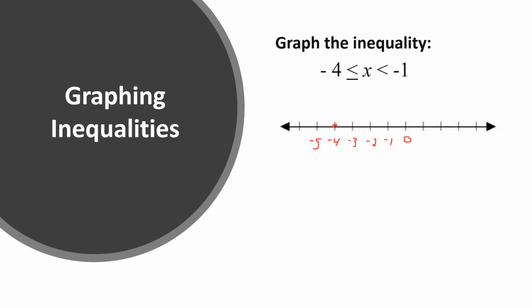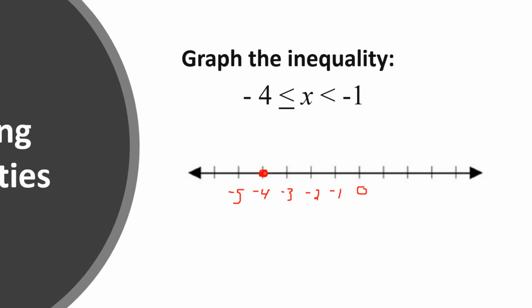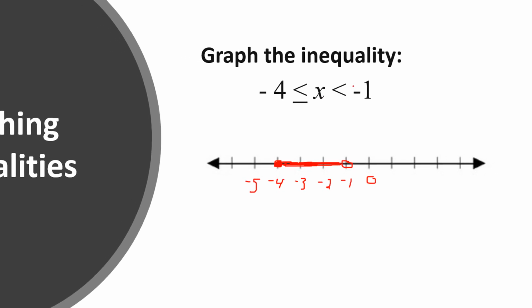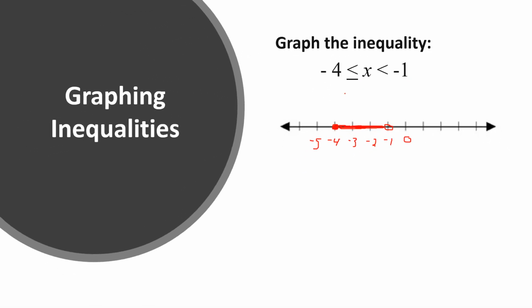Now in this case it can equal -4, so that's a solid circle, but it cannot equal -1, so that's an open circle. And again, we want numbers that are greater than or equal to -4, and at the same time less than -1. So these numbers in between are the solution set. So an example of a solution would be -2. -2 is greater than or equal to -4, and at the same time -2 is less than -1.